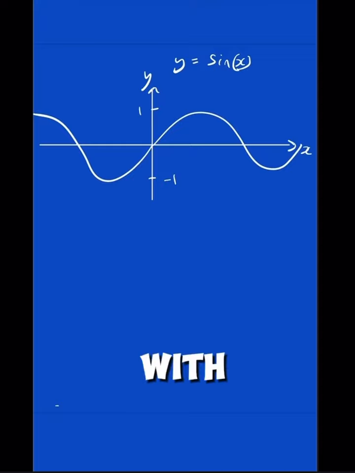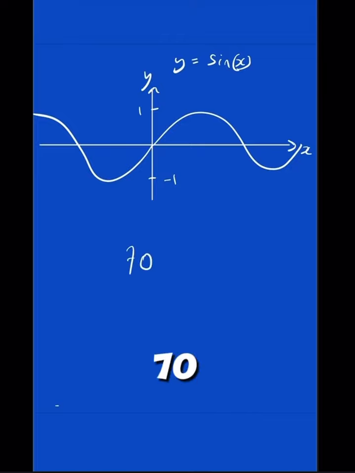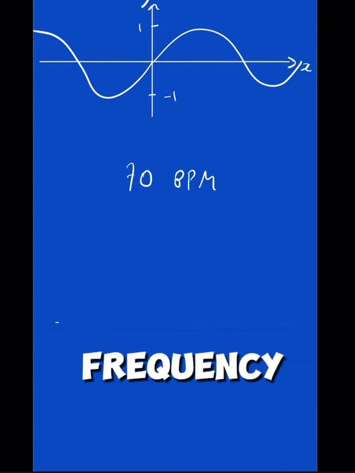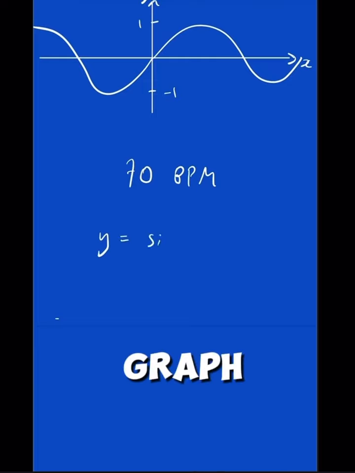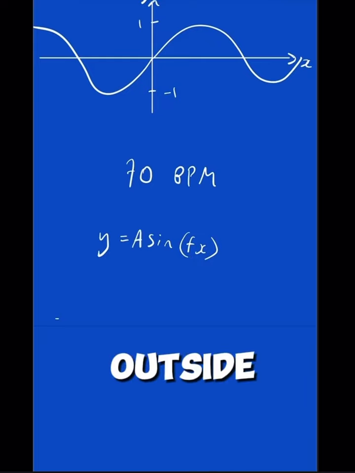Now, how could this be with your heart? What am I talking about? Well, if your heartbeat was at, say, for example, 70 beats per minute, well, therefore, the frequency, let's say, would be 70, right? So the frequency on a sine graph will actually be in here. I'm going to mark it as F. That's your frequency. And the amplitude will actually be on the outside here. So now we can actually know what a sine graph looks like.